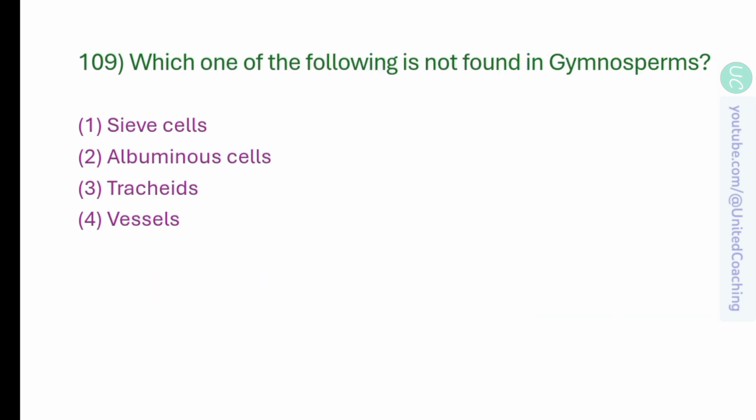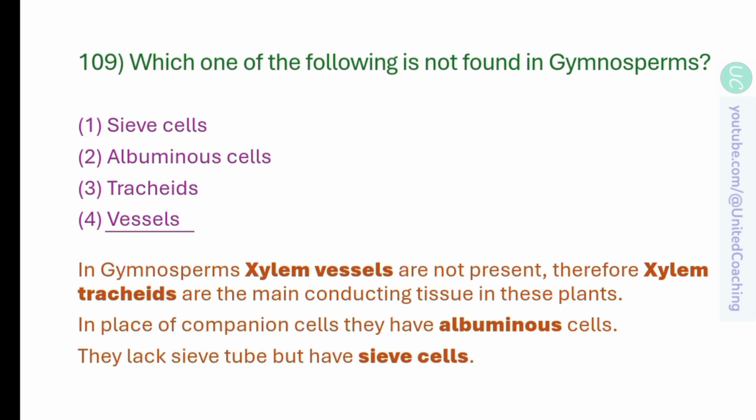Our next question is which one of the following is not found in gymnosperms? So the options are sieve cells, albuminous cells, tracheids or vessels. So the correct option is vessels. In gymnosperms, xylem vessels are not present. Therefore, xylem tracheids are the main conducting tissues in these plants. In place of companion cells, they have albuminous cells, and they lack sieve tubes but have sieve cells instead.